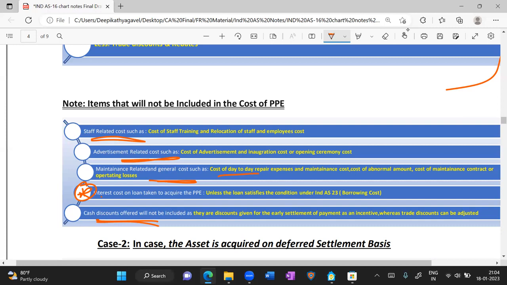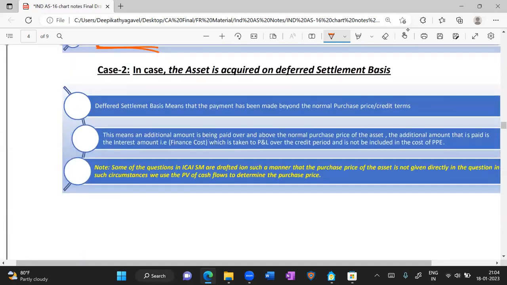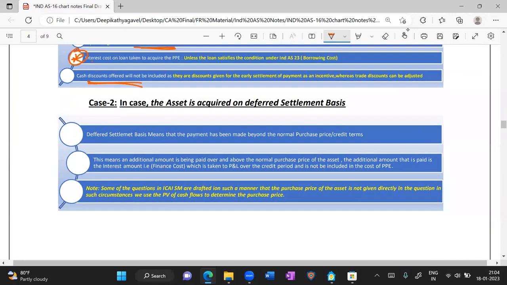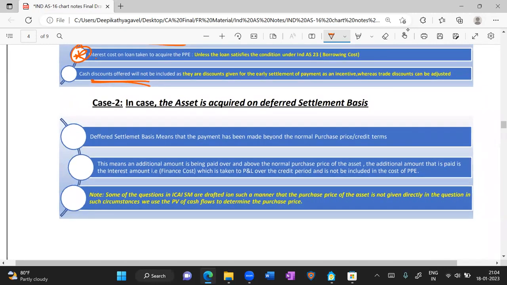Now what the condition of Ind AS 23 is, we'll be discussing in that particular standard. So it is very important. Clear cut, the standard does not say no for interest on a loan. If a loan was used to acquire a PPE, then we will see whether that loan is satisfying the condition of borrowing cost under Ind AS 23. If not, then it will not be added to the cost. If it is satisfying, it will be added to the cost of property, plant and equipment. That was case number one, when your asset was acquired either by self construction or by purchase.